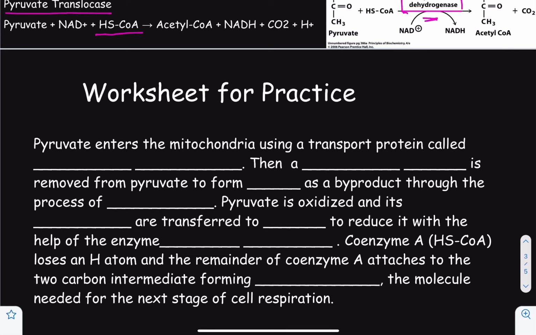Pyruvate is oxidized and its electrons are transferred to NAD+ to reduce it with the help of the enzyme pyruvate dehydrogenase. And it's called pyruvate dehydrogenase because it transfers electrons and hydrogens from pyruvate. Coenzyme A loses a hydrogen atom, and the remainder of coenzyme A attaches to the 2-carbon intermediate, forming acetyl-CoA, the molecule needed for the next stage of cellular respiration.